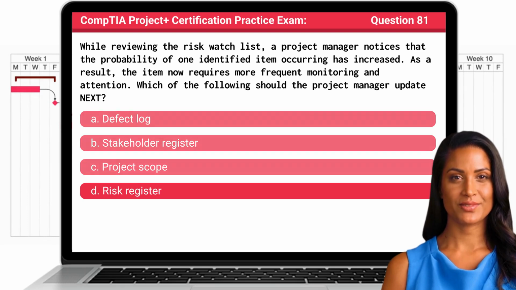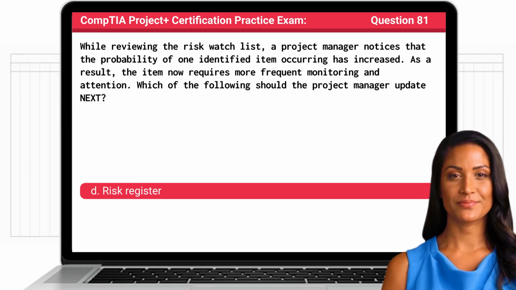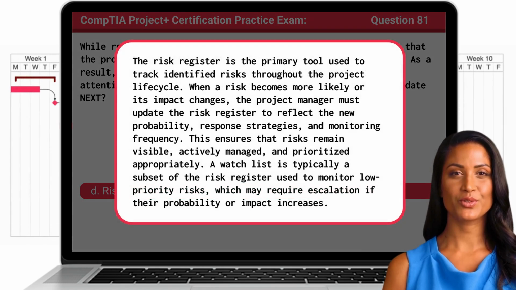The answer is D. Risk Register. The Risk Register is the primary tool used to track identified risks throughout the project lifecycle. When a risk becomes more likely or its impact changes, the project manager must update the risk register to reflect the new probability, response strategies, and monitoring frequency. This ensures that risks remain visible, actively managed, and prioritized appropriately. A watch list is typically a subset of the risk register used to monitor low-priority risks, which may require escalation if their probability or impact increases.